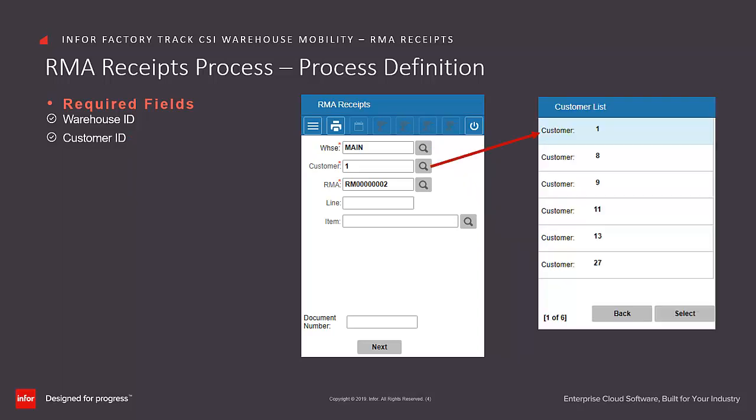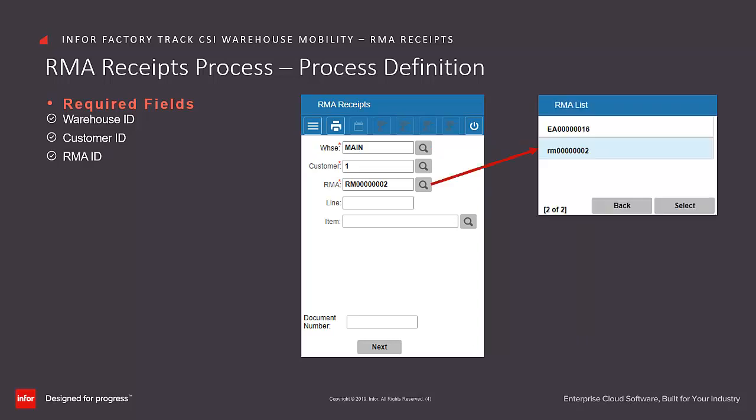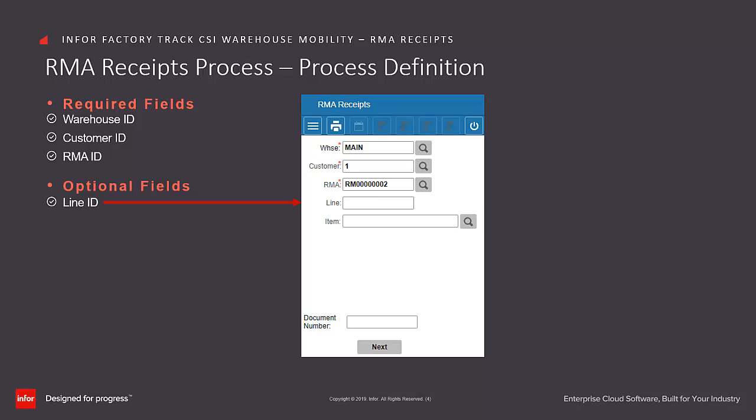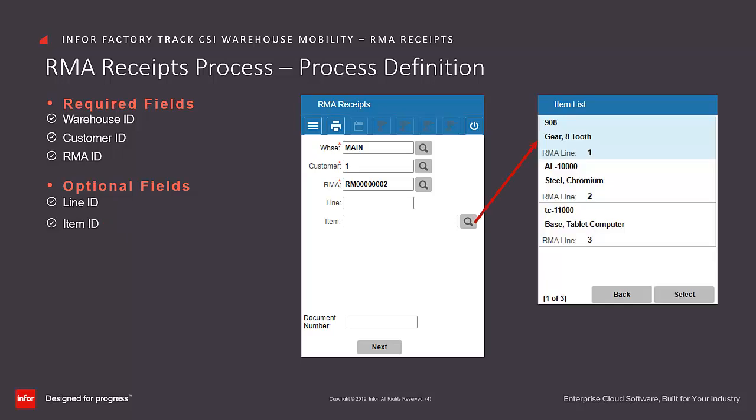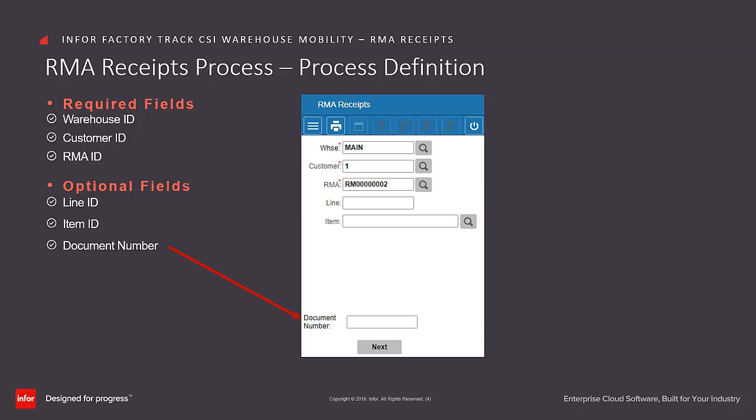Enter, scan, or search and select the customer ID from which the items are being returned. Enter, scan, or search and select the RMA ID against which the items are being returned. Enter the line ID for the item being returned. Enter, scan, or search and select the item ID for the item being returned. Enter the document number which can be used to tie transactions together. And click on Next to continue.